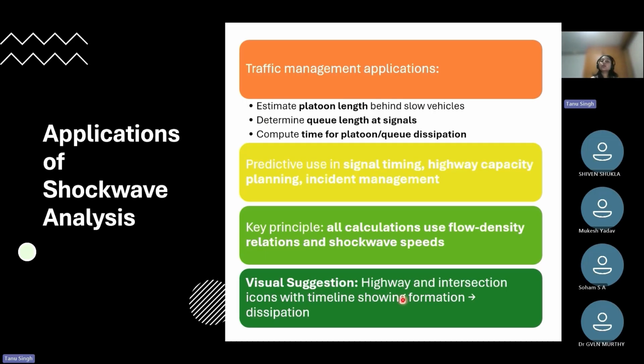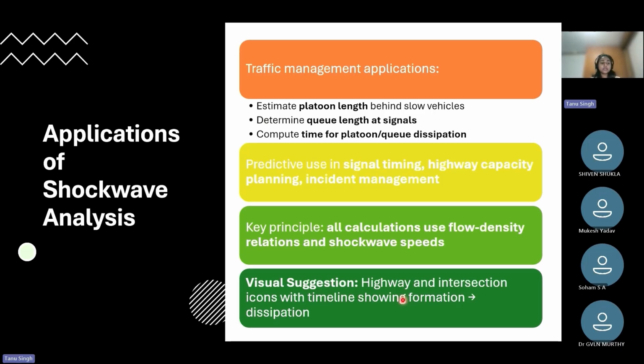Then computing the time for platoon or queue dissipation. Then predicting the signal timings, because we have to see that the timing of one does not affect the other. Then highway capacity and highway capacity planning, and also incident management.